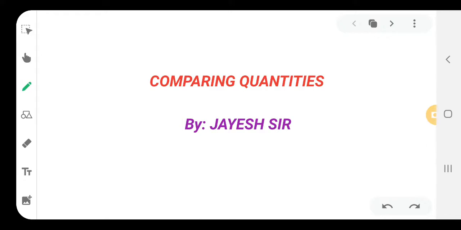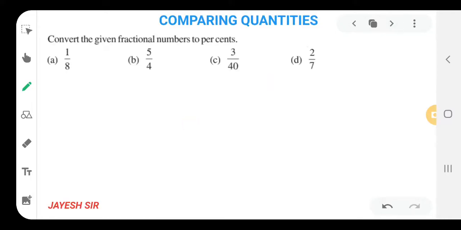Comparison can only be possible when there are two things or two values. Why am I saying values? Because in mathematics we have to deal with numbers. So the basic meaning of the chapter comparing quantities is a comparison between two things. That means two things should be given so that we can compare them. So let us start our video and see what we are going to learn in this.